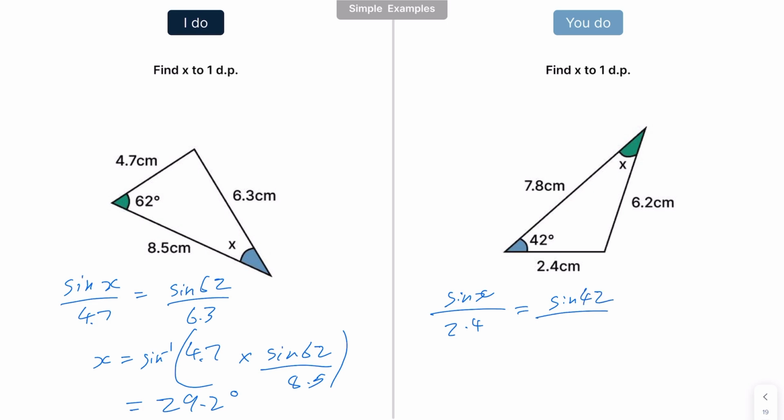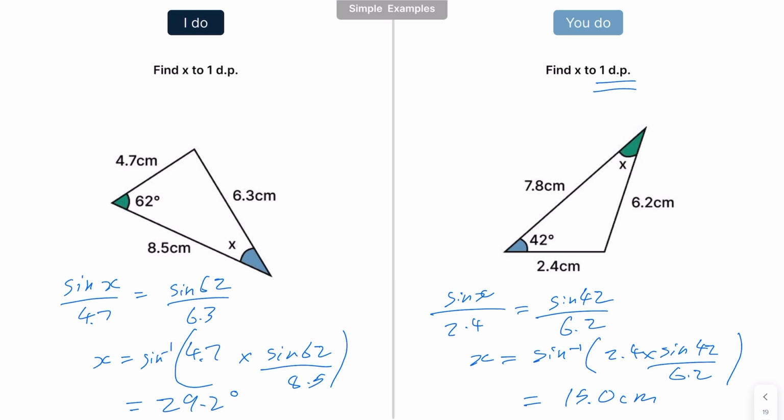Sine 42 divided by 6.2. And for x, we will have the inverse sine. 2.4 times sine 42 divided by 6.2, and that becomes 15.0 centimeters. 0.0 because the question says to 1 decimal place.